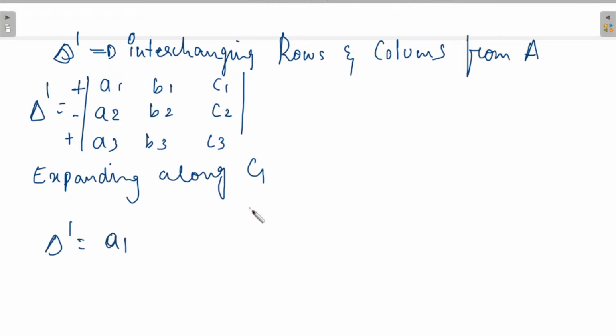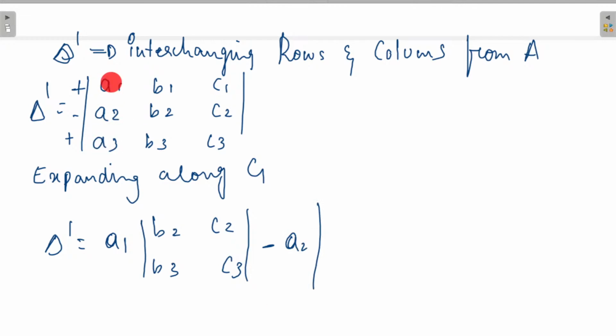First I will delete the first row and first column. What all things are remaining? B2, C2, B3, C3 are remaining. Now minus A2. Then what will be remaining? First we have to delete C1 and R2 here. B1, C1, B3, C3.